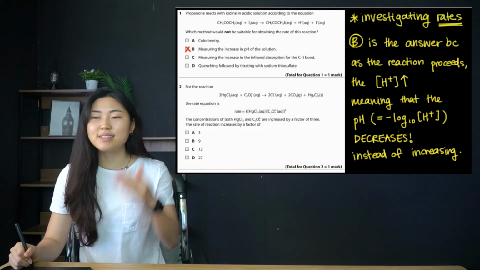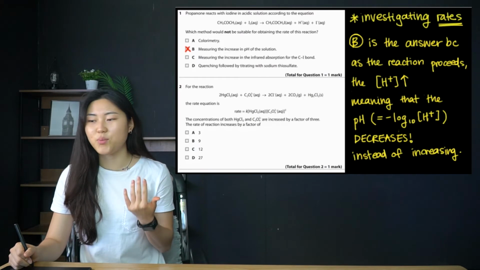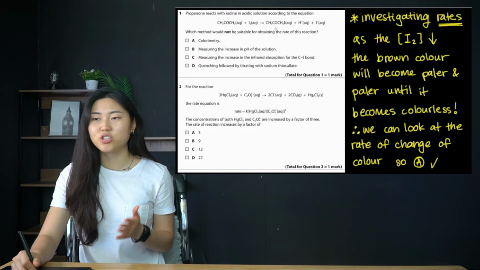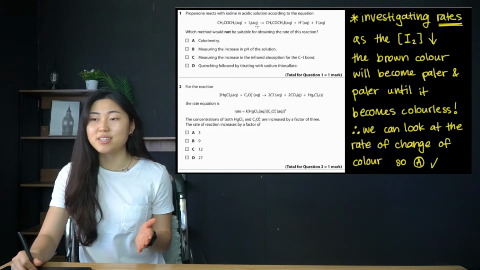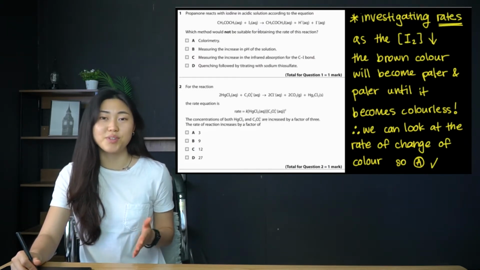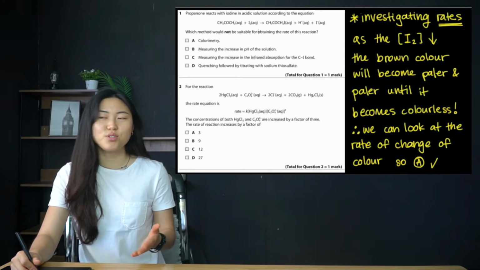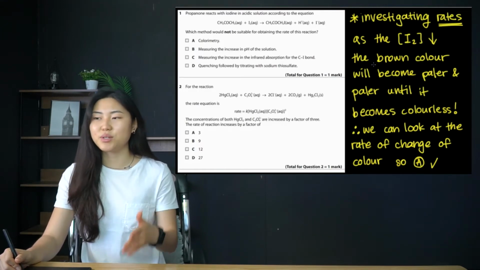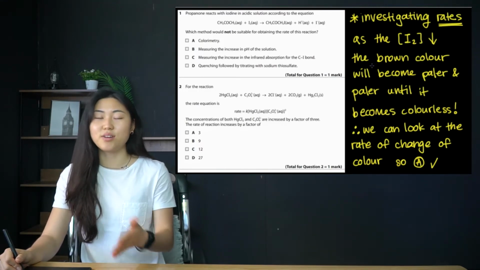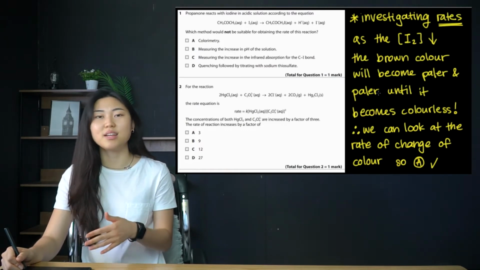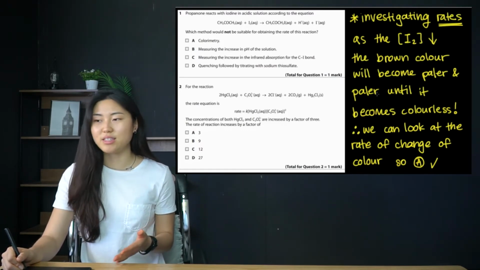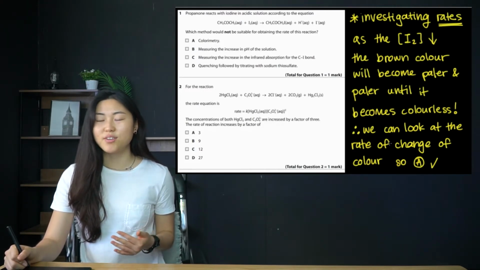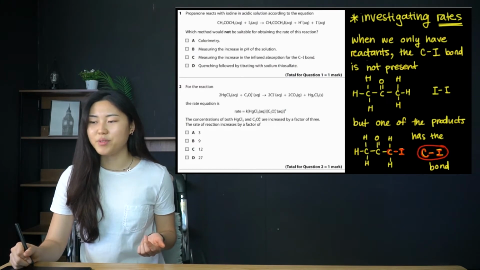So let's discuss the other choices and see why they can be used. As our reaction proceeds, the concentration of iodine is going to be decreasing, right? Because it's the reactant being used to produce products. So the brown color of iodine is going to become paler and paler as the concentration decreases until it becomes colorless, where we used all of the iodine, okay? So therefore, we can look at the rate of change of color, right? So A can be used.